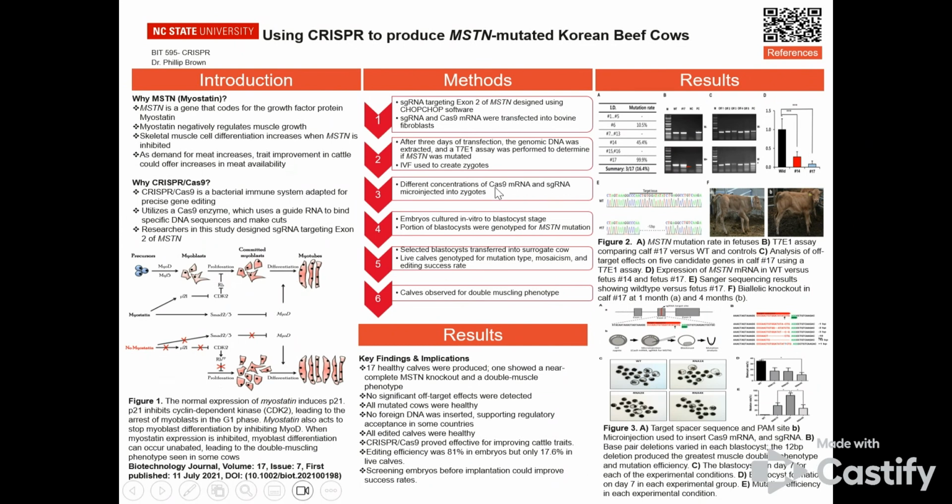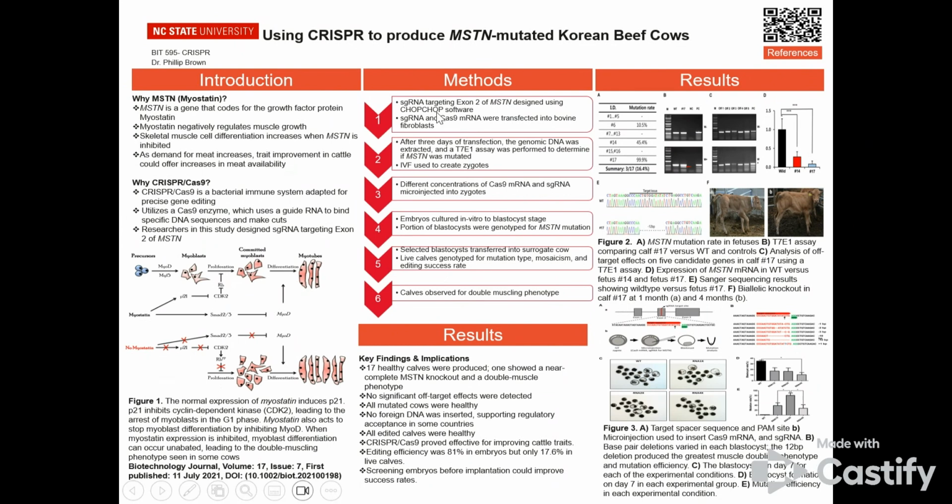Now, the methods utilized in this study: the sgRNA targeting exon 2 of myostatin was designed using specifically ChopChop software. And they picked exon 2 specifically after looking at cows that have this mutation present naturally, such as the Piedmontese and the Belgian Blue cow, and figured targeting exon 2 specifically would lead to similar results.